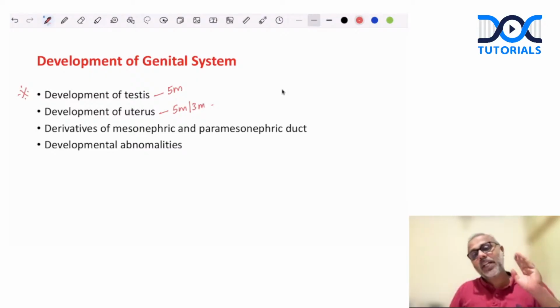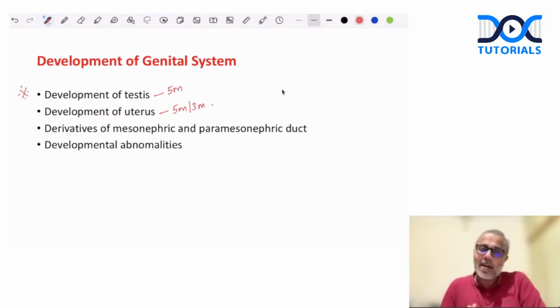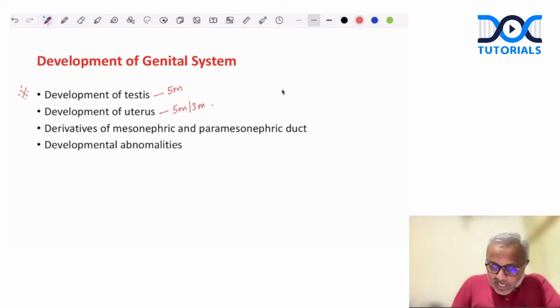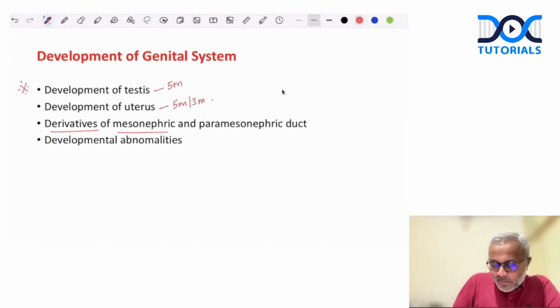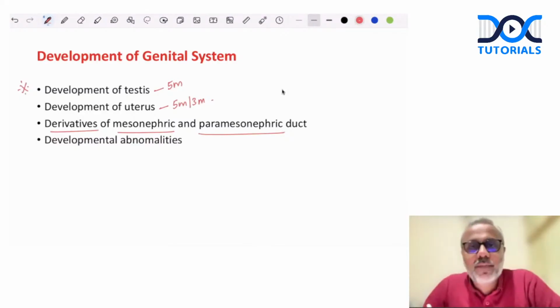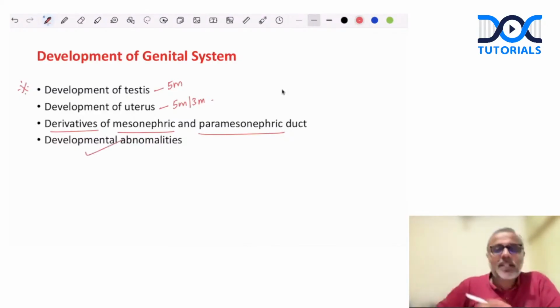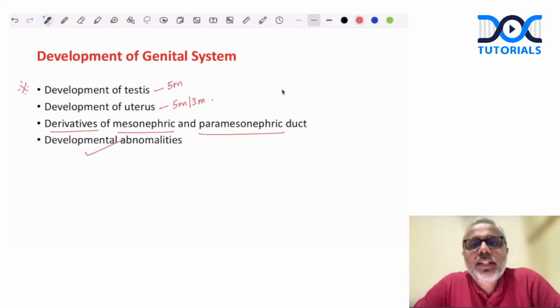When we talk about development of genital ducts, that is the mesonephric duct and the paramesonephric duct, what is usually asked is, what are the derivatives of mesonephric duct and paramesonephric duct? What are the developmental abnormalities? Right? These are the questions that are often asked from the genital system.